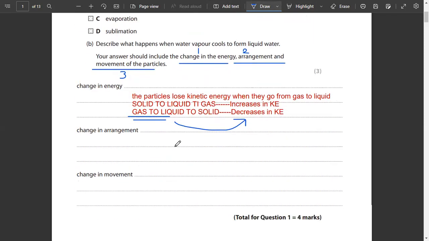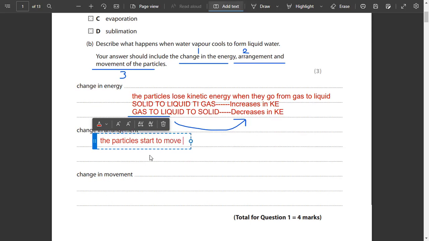Remember this point. What about the change in arrangement? We have seen that liquid particles are closer together, whereas gas particles are not closer together, they are pretty much far apart. So if I talk about arrangement, gas particles are far apart. When they start forming a liquid, what happens? The particles start to move closer. The distances between the particles decrease and they pack more closely. You can write they pack more closely.